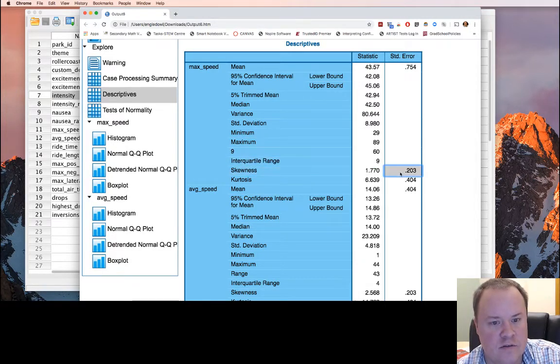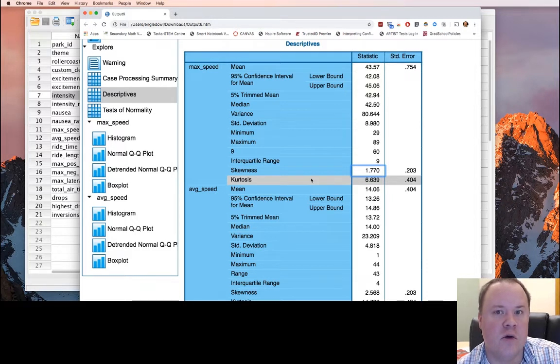Skewness and kurtosis values. Skewness is a measure of skewness left or right. If the skewness is 0, that means it's perfectly symmetric. And then, of course, positive means skewed to the right, negative means skewed to the left. And then kurtosis is a measure of peakedness. So how steep is the peak, and or how flat is it, if it's sort of squished down or not.